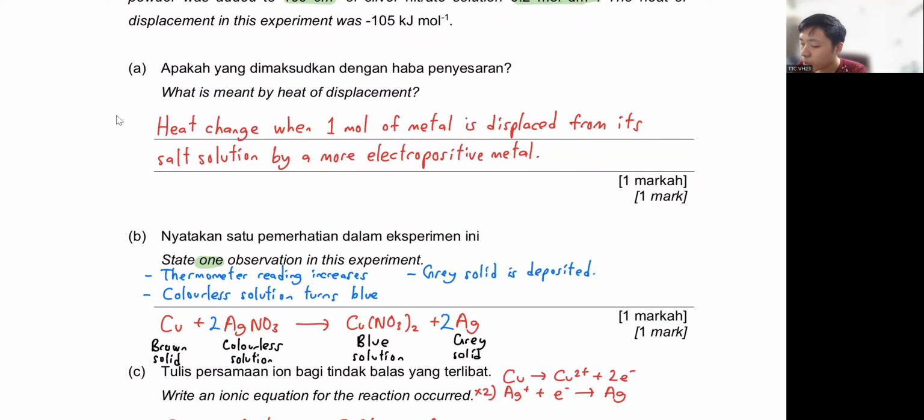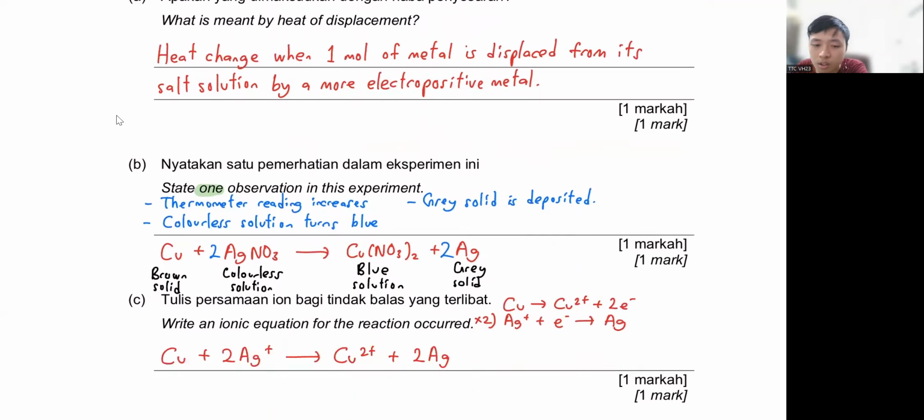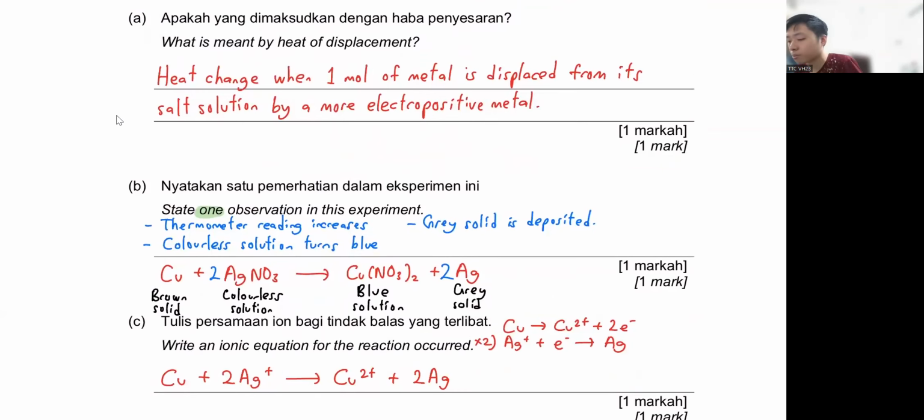So silver ion becomes silver. Can you see the electrons balance? Cannot. You need times 2 for silver because the electron only has 1. So it becomes 2 Ag, 2 silver. Then you cancel off the electrons, no need to write them. This is the result.